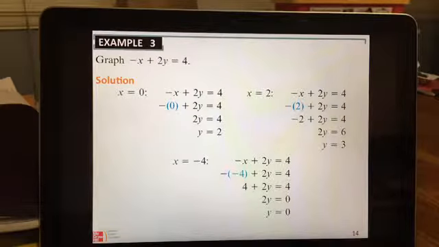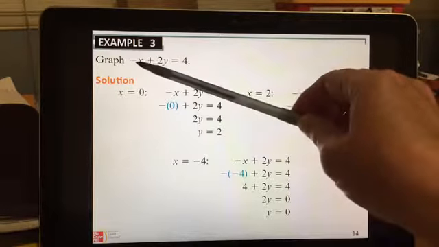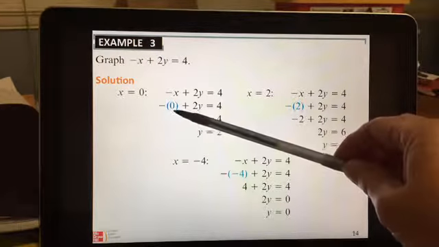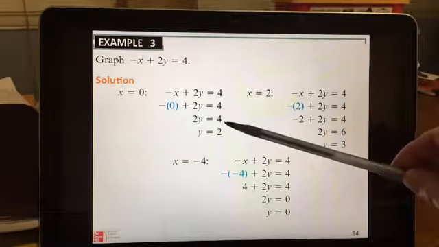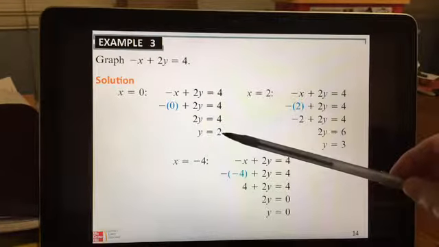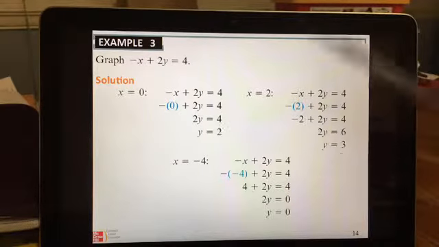So here we have an equation that we're going to graph. Here's my equation right up at the top, and I'm going to find out what y value goes along with x is 0. So I'm going to plug in x is 0 into my equation. That just left a negative 0. So I still had 2y is 4. Or divide by 2, y is 2. So 0, 2 is a solution.